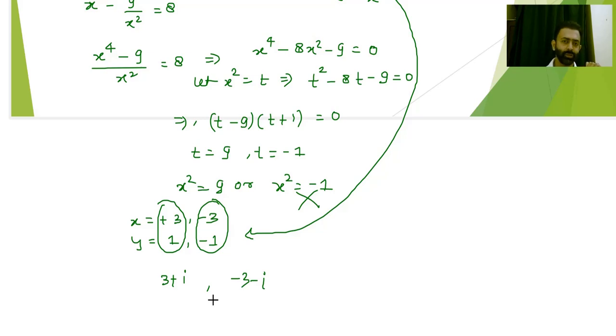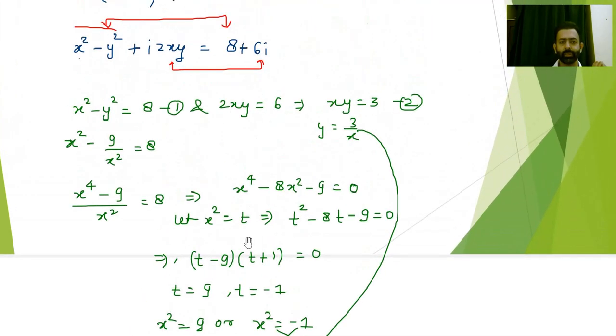Please do not get confused that the second one will have to be its conjugate. No, that is not the case. It may come out to be a conjugate, but not always. So this is not a conjugate of 3 plus i. So these are the two square roots of the given complex number, which is 8 plus 6i.